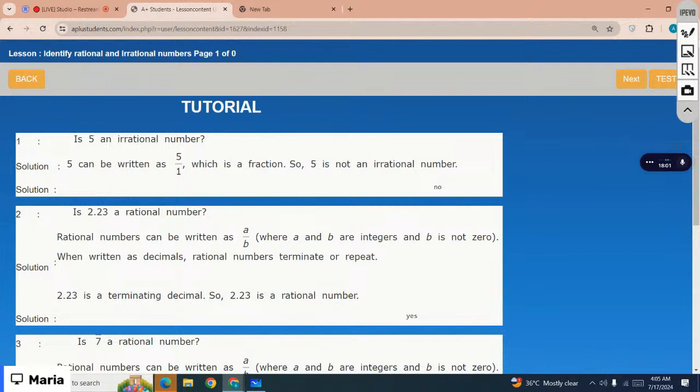The next one: is 2.23 a rational number? Rational numbers are the numbers that can be written in the form a by b. When written as decimals, rational numbers terminate or repeat. So 2.23 is a terminating decimal. That means that it is a rational number. Got it? Let's start with the test questions.